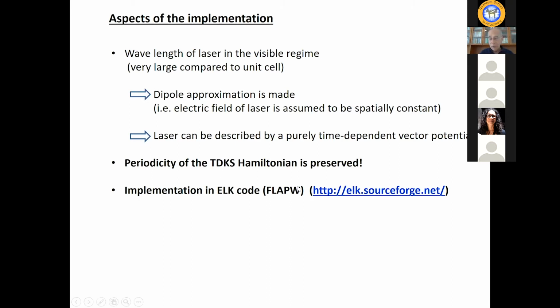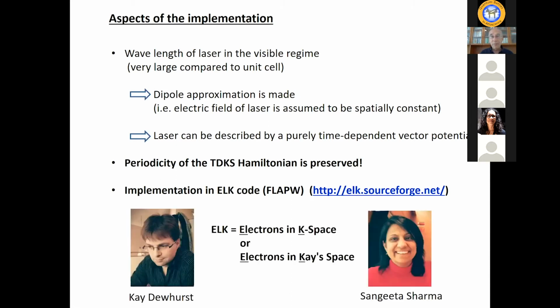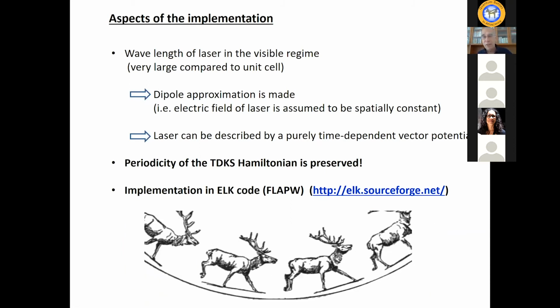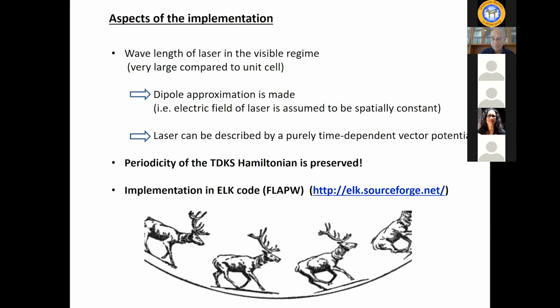And this is done here in the ELK code. It's an LAPW code, and the main developers of this code are Kay Dewhurst and Sangeeta Sharma. The acronym ELK stands for electrons in K-space, or some people say, since the main developer is Kay Dewhurst, that it's actually electrons in K's space. And so these two people managed to make this band structure code time dependent.